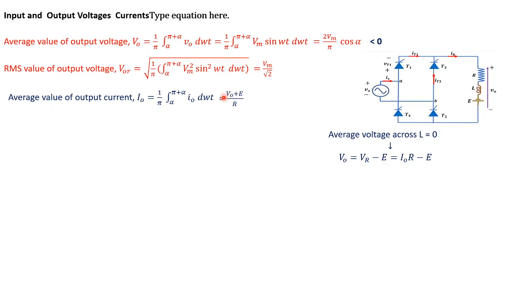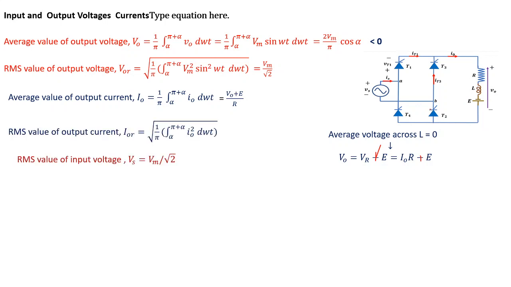So usually the average value of output current can be found from the average value of output voltage: V0 minus E by R. But here the polarity of E is reversed. For example, if it is 100 volts, then you have to take V0 plus 100 by R instead of minus. Sorry, here I have considered minus E, assuming the polarity is upper terminal positive, lower terminal negative, but that is not true. So let me make this correction. This is going to be plus, because the polarity of voltage across the battery is reversed. It is V0 plus E by R.